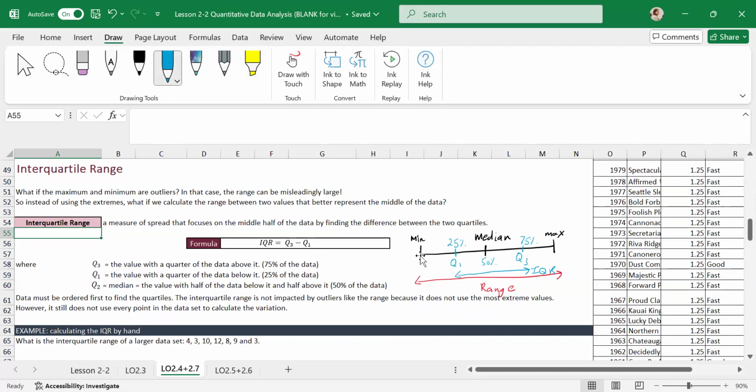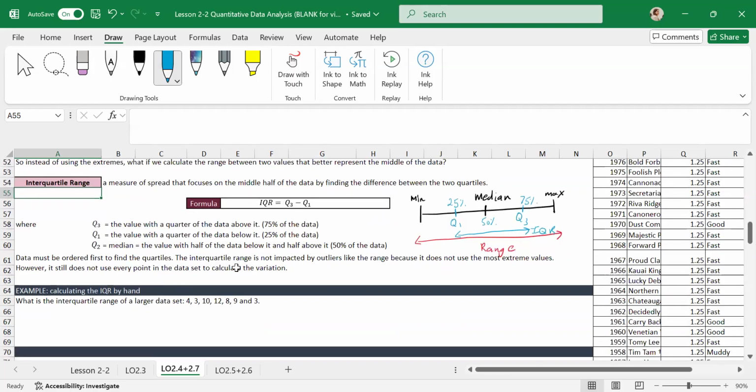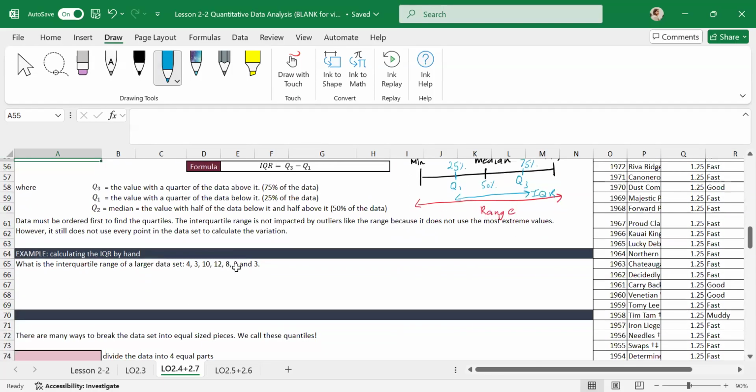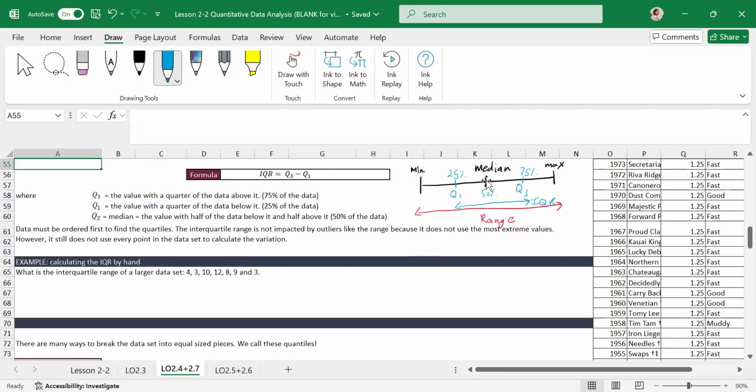Because if you have an outlier that's very different than the rest of the data, by going 25% in, the first 25% of the data, you've cut out that outlying minimum and cut out the outlying maximum by only going between those quarters. To find the quartiles, you have to order the data first, just like you do the median. So the median and the quartiles are found really in the same way. Like I said, it's not impacted by outliers, so it's called resistant. However, just like the median, it doesn't use every data point.